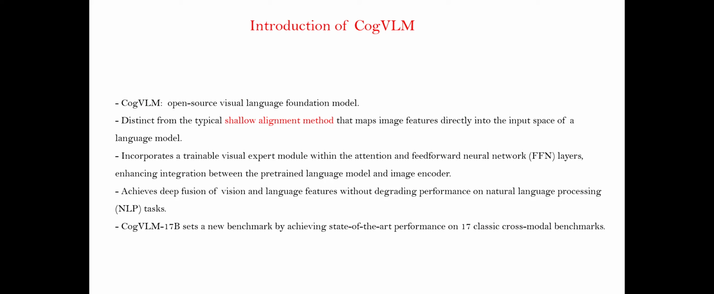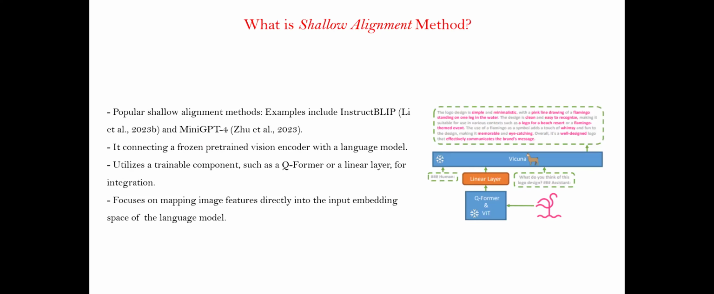In a straightforward way, we have to take image features and convert them into a space which language models can understand, that is, the input space of the language model. So it maps the image features into the input space of a language model, and it is a 17 billion parameter model. They have shown that it outperforms on 17 classic cross-modal benchmarks. Okay.